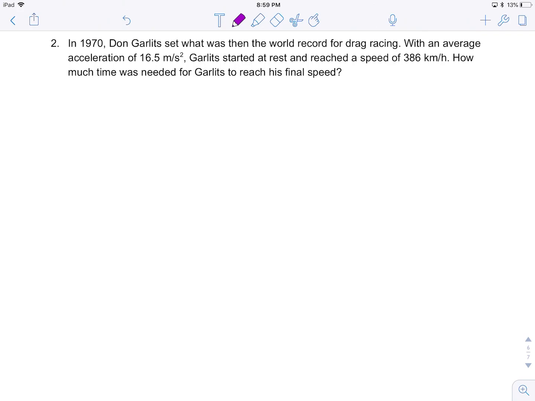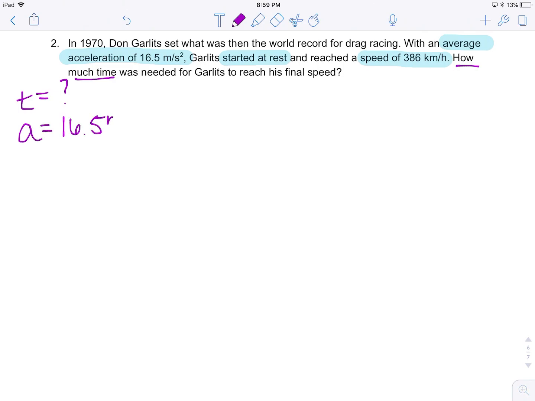In 1970, Don Garlits set what was then the world record for drag racing. With an average acceleration of 16.5 meters per second squared, Garlits started at rest and reached a speed of 386 kilometers per hour. How much time was needed for Garlits to reach his final speed? I am looking for time, and they gave me some useful information here.